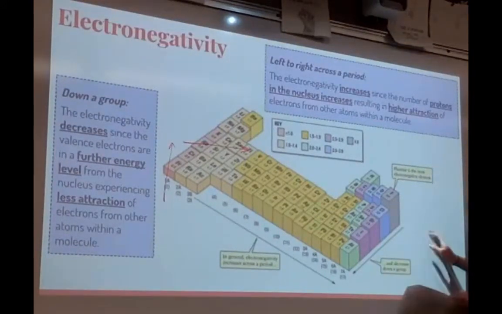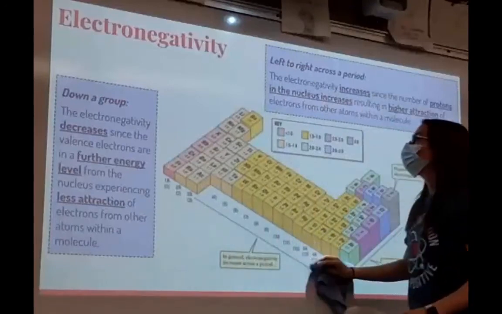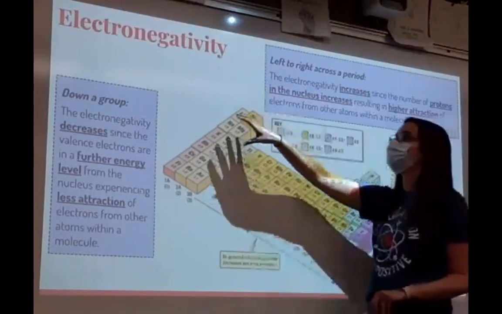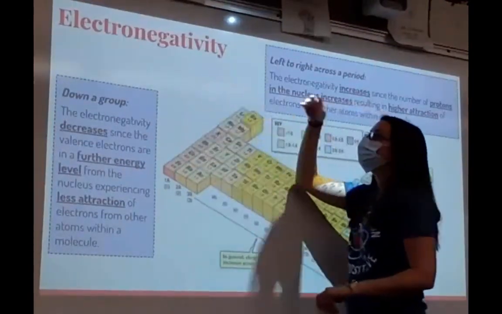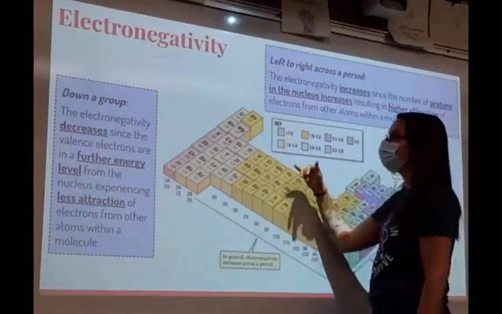Then we have electronegativity. So we will talk much more about electronegativity when we look at bonding. But electronegativity and electron affinity are very similar. Electronegativity is looking at how easy it is for an atom within a molecule to attract an electron. Now, within a molecule is the most important thing. So when we're looking at electronegativity, we're looking at an atom that's within a molecule, so it's already bonded to something.